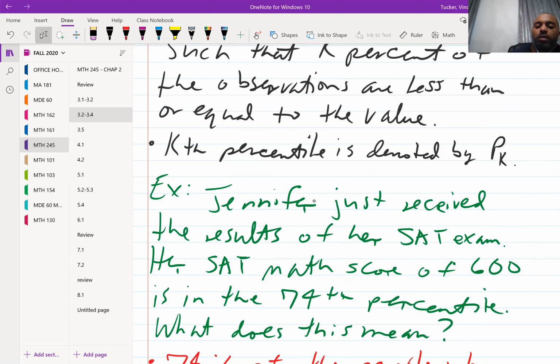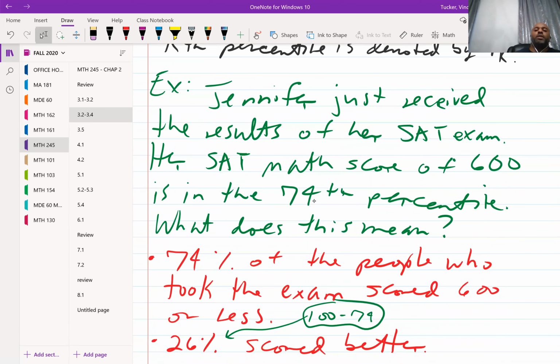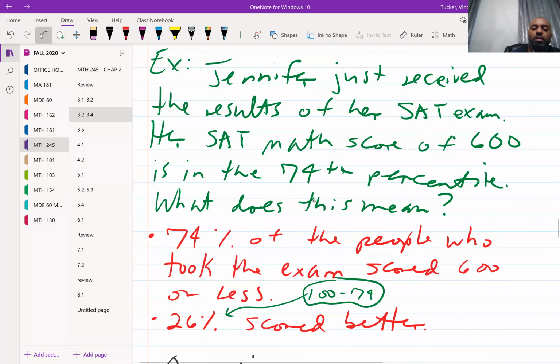All right, so what does this mean? 74% of the people who took the exam scored 600 or less. Remember that your kid's percentile represents that number or less. So 74% of the people who took the exam scored 600 or less, and 26% scored better. We got 26% by doing 100 minus 74.